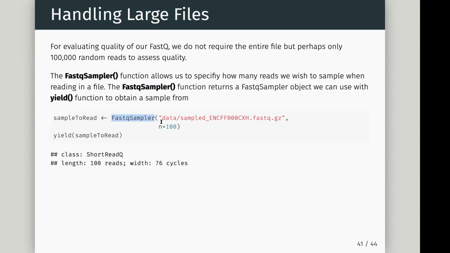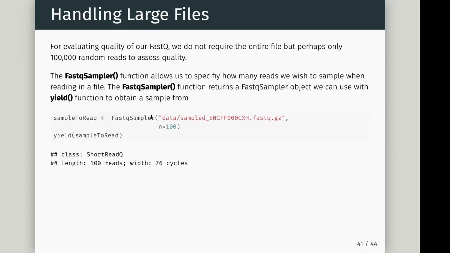Here, we give it our file. We tell it the number of reads we want. And that's going to create for us a FastqSampler object. Actually, at that point, we still have nothing. And when we run the yield function, then that's going to return an object of 100 reads from this file.